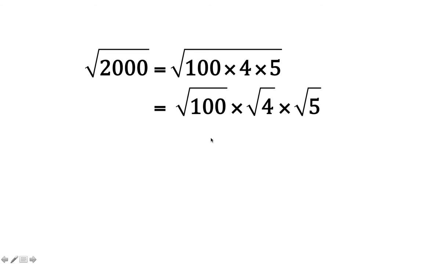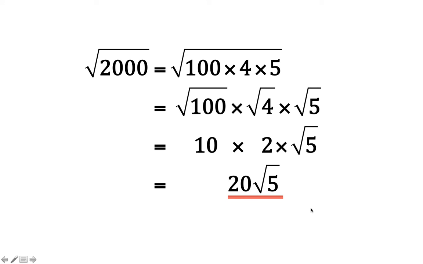I can then write that separately as 3 separate square root expressions. So that's the same as the square root of 100 times the square root of 4 times the square root of 5. And then 2 of those things come out to be nice round values. The square root of 100 is simply 10, because 100 is a square number, and the square root of 4 is simply 2, because 4 is a square number. So that's the same as 10 times 2 times the square root of 5, which can be simplified to 20 times the square root of 5.